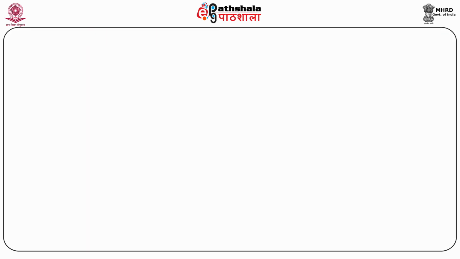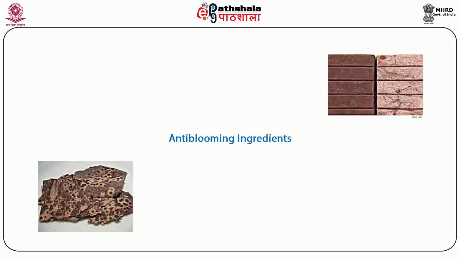Anti-staling for breads and bakery products, where the product tends to become dry and thus its shelf life is reduced, while anti-spattering is to reduce the spattering of oils coming out from the frying pan. Let us see in this chapter about these ingredients. We'll first of all start with anti-blooming ingredients.